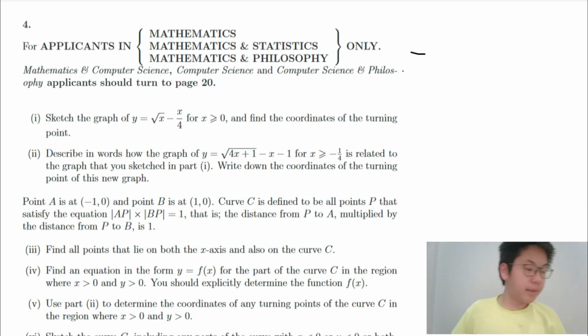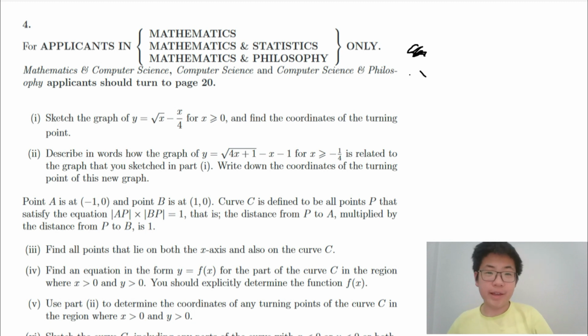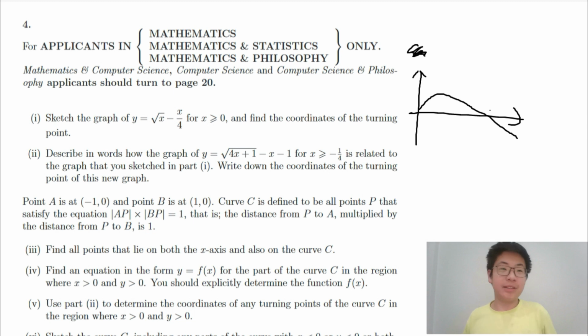So, sketch the graph of y equals x square root of x minus x over 4. Then we will basically have square root of x, and then the x over 4 will start to dominate as the x coordinate increases. Therefore, the graph will look something like this.